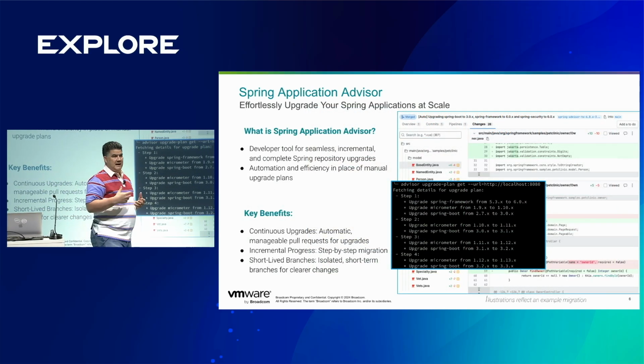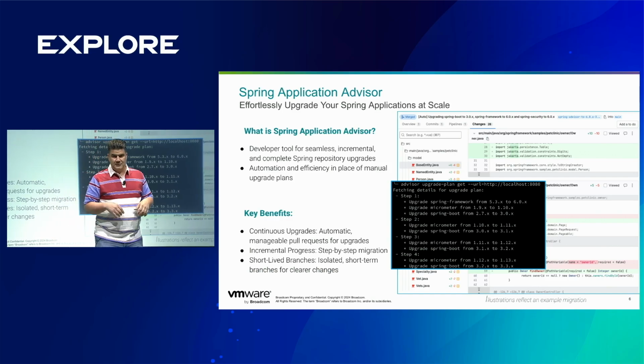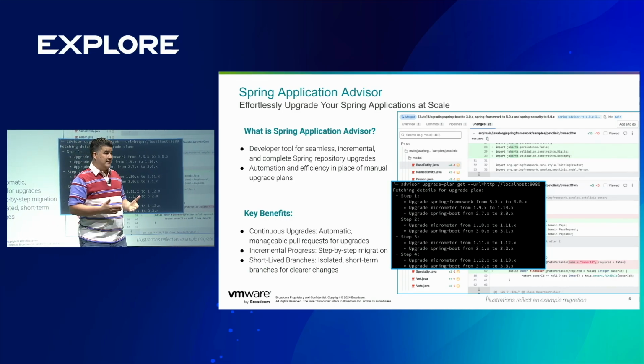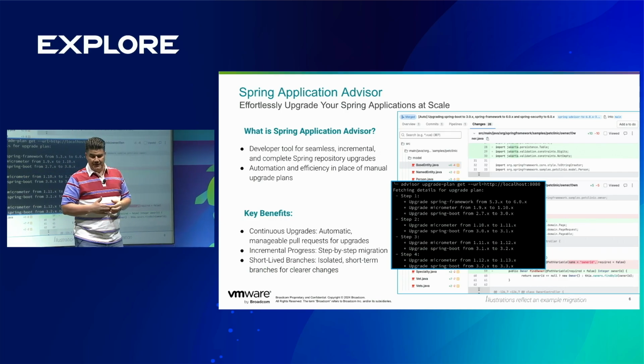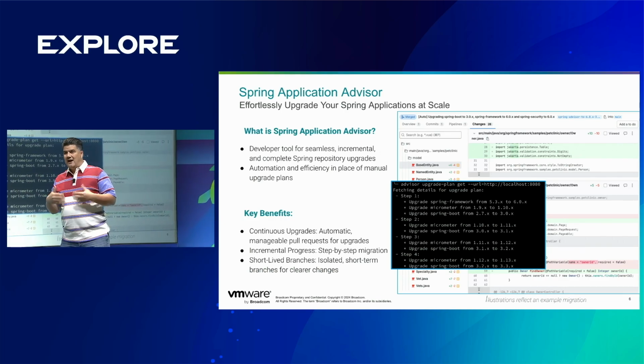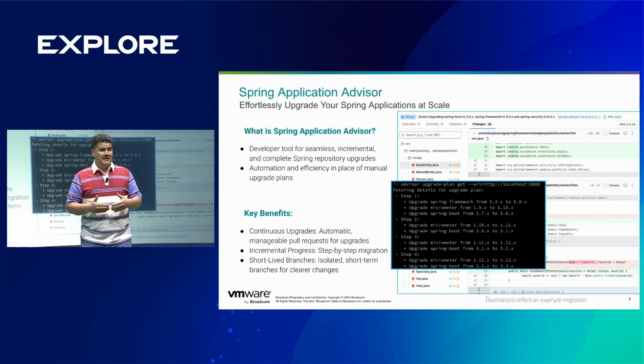So Spring Application Advisor really is that tool that you use. It's a CLI. You put it into your continuous integration. We'll talk about how that works in just a moment. And it allows you to automate the process of upgrading and patching.